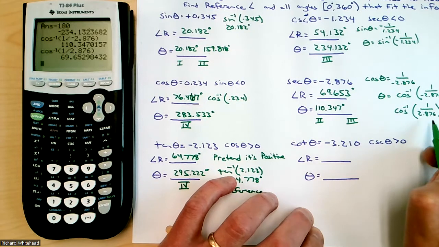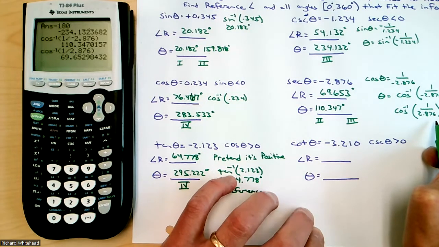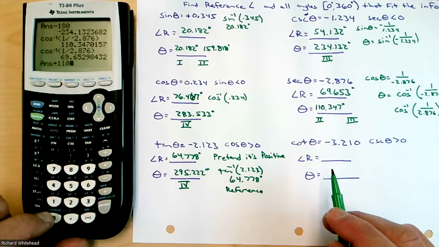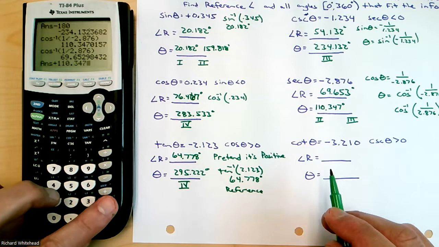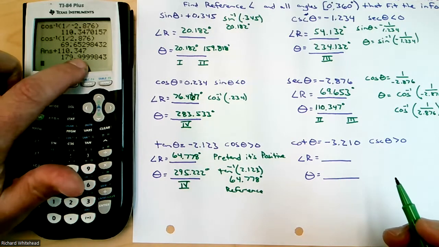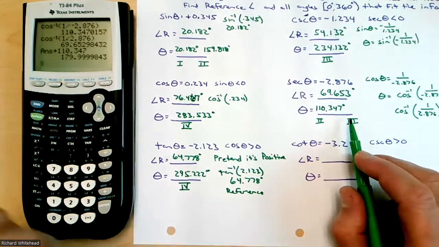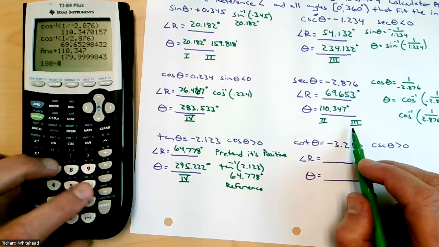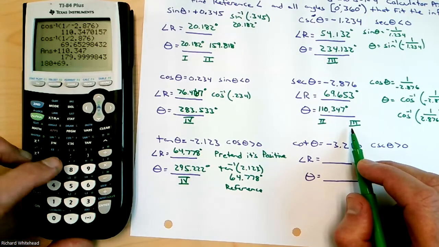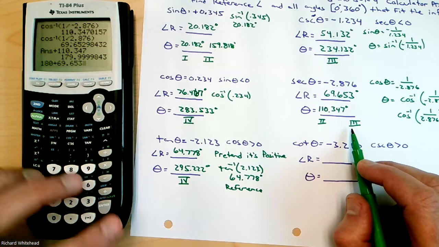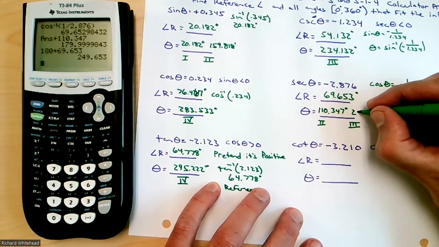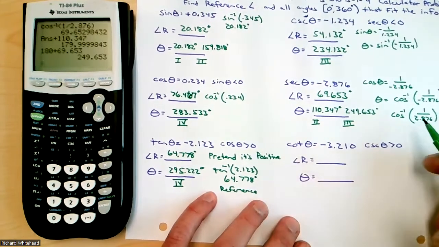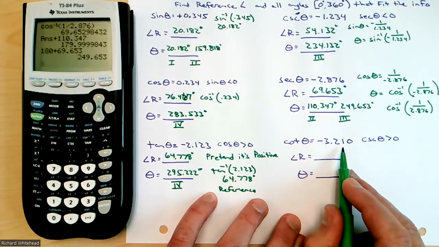Okay, something doesn't look right. Okay, that makes 180, that's close enough. All right, something just didn't look right. Anyway, for the third quadrant, we still have to say 180 plus 69.653. So our third quadrant angle becomes 249.653.